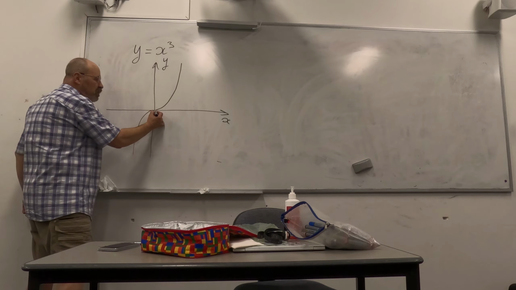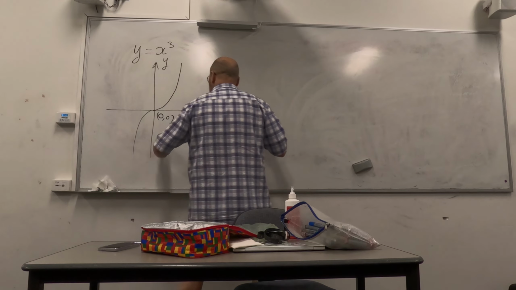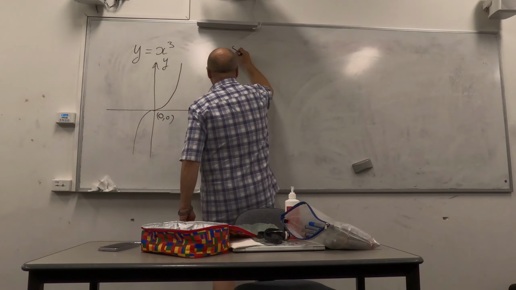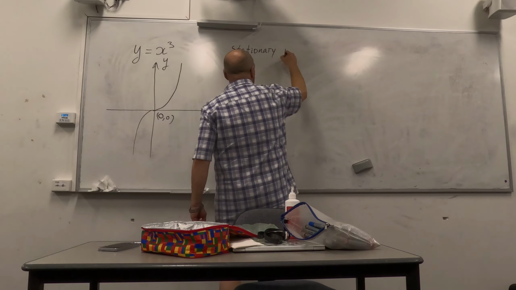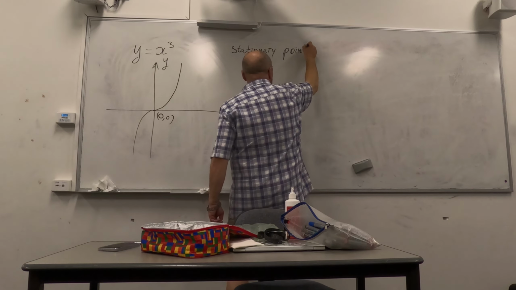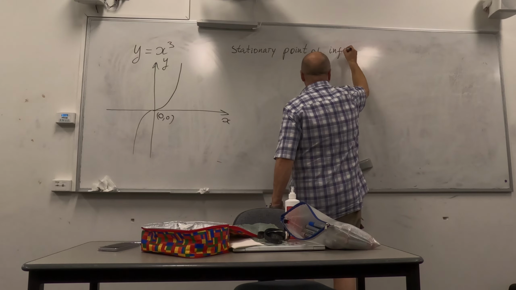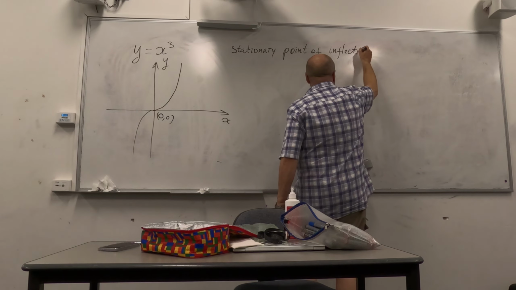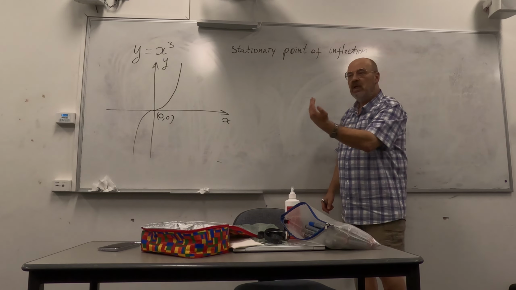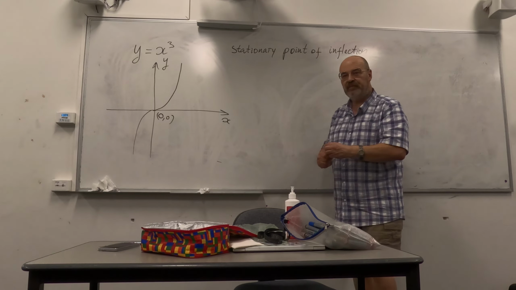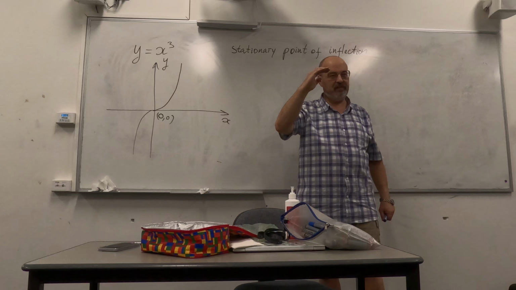What is special about this point (0, 0) for a cubic graph? This point will be a stationary point of inflection. What does it mean? Before (0, 0), if you see, it's going like this. It's going like this. It's called concave down.